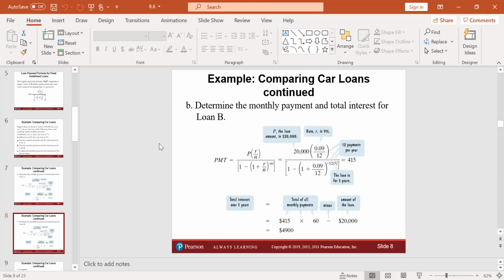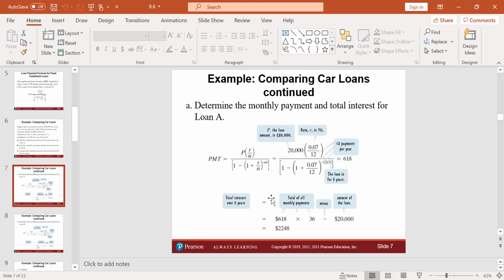It's a little bit more affordable for your budget, but in the 3-year loan, you were doing $618 a month for 36 months, and then you're subtracting off the $20,000 because you're trying to calculate the interest. And in that 3-year loan, you're spending $2,248 in interest, which isn't horrible. The car costs $20,000, and over time, you're paying back a total of $22,248. That's not horrible. That seems pretty reasonable, if you ask me.